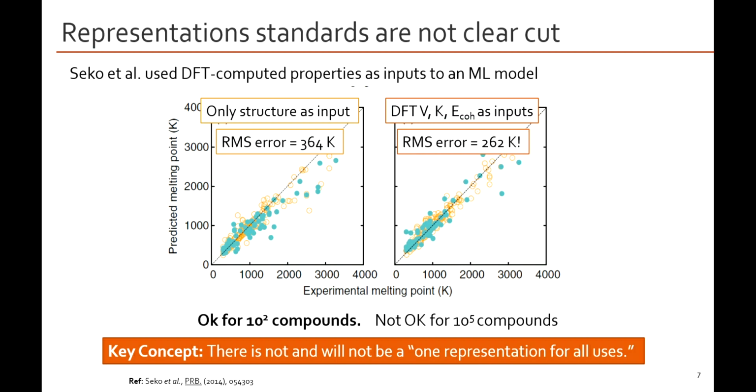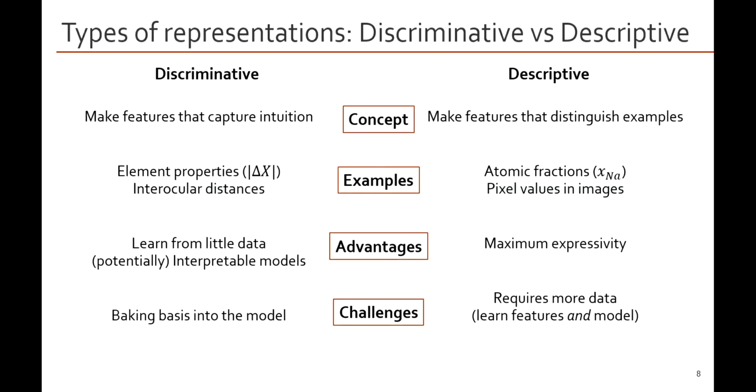And if I'm to further muddy the waters, there are also different schools of thought on how one can build a machine learning representation. There are discriminative representations where I try to capture my intuition about the problem. So something like looking at elemental properties like differences in electronegativity to capture whether a material is ionic, or things like what is used in facial recognition, where I look at the distance between someone's pupils as a feature that describes different people or not.